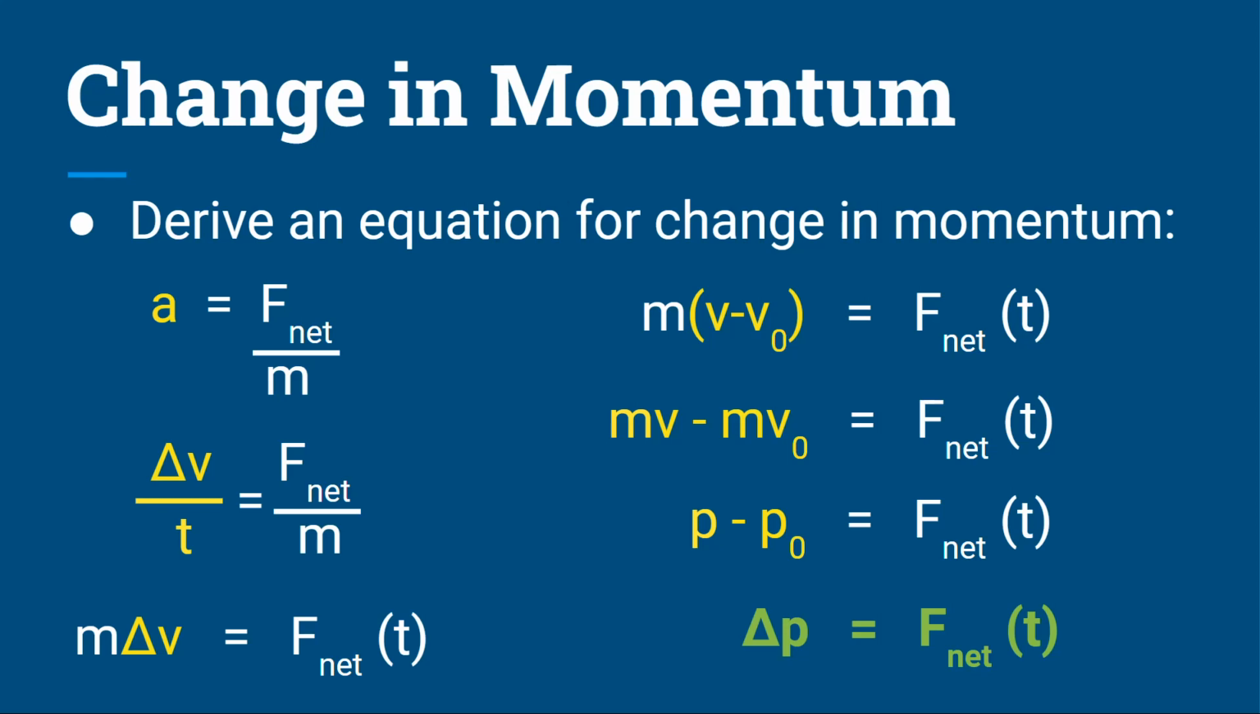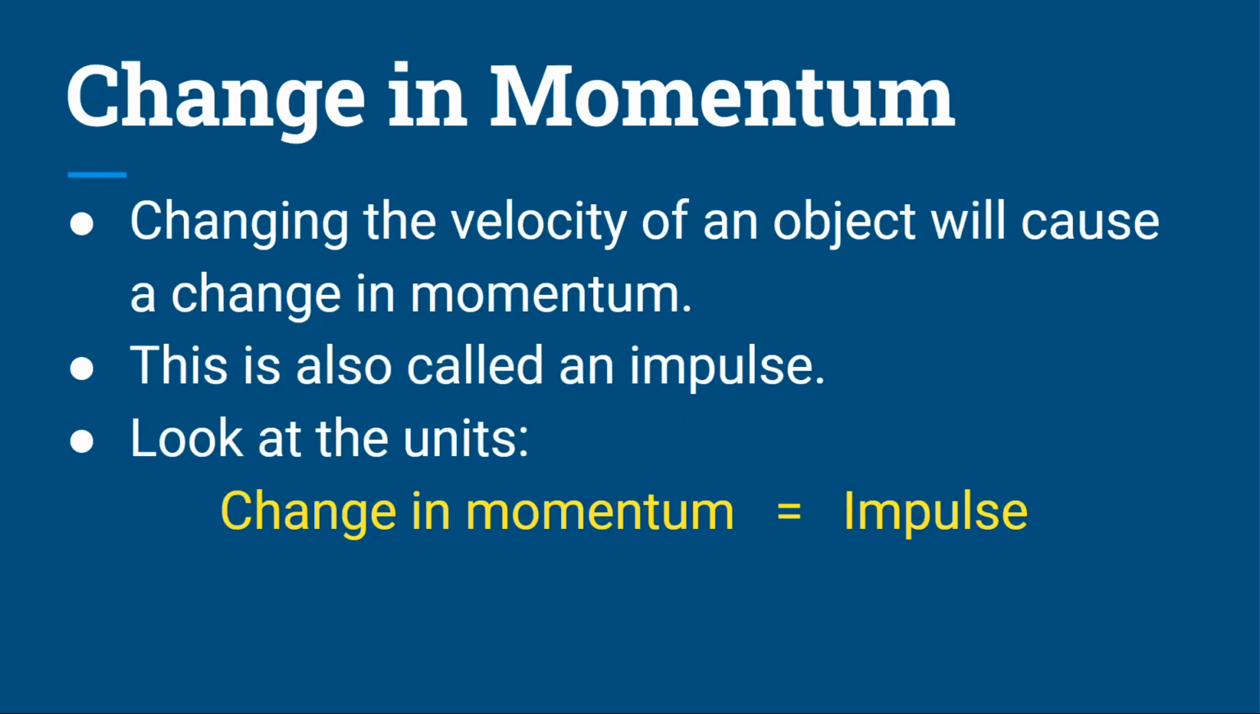We just talked about the fact that that's one way to change momentum, by changing velocity, but there is another equation that allows us to solve for change in momentum, and that is net force times time. Depending on the information you have, one of those might be more useful than the other. So changing the velocity of an object will cause a change in momentum. This is also called an impulse.